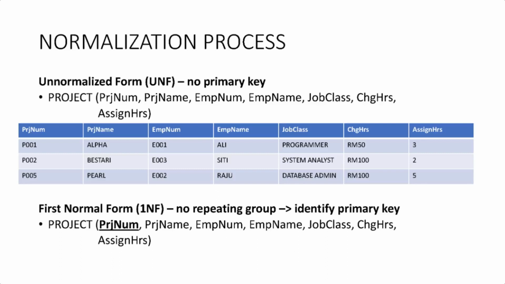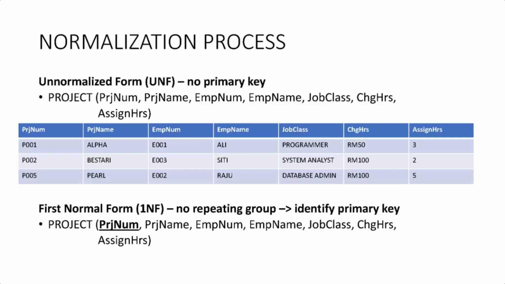And we have project number P002, project name Bistari, and employee number 03, CT, system analyst, RM100, which is RM100 per hour for a system analyst. RM100 also per hour for database admin. But here we can see CT worked for 2 hours and Raju worked for 5 hours.